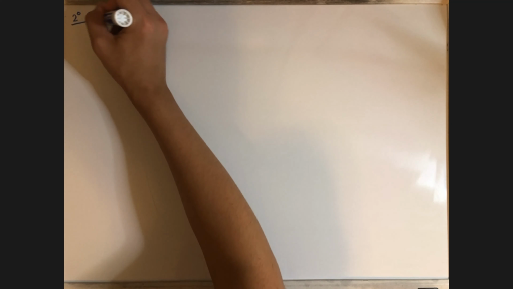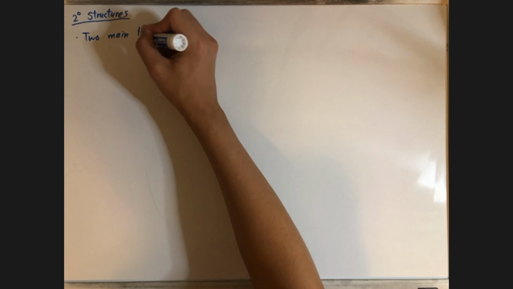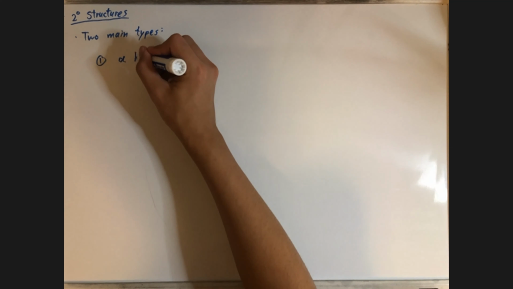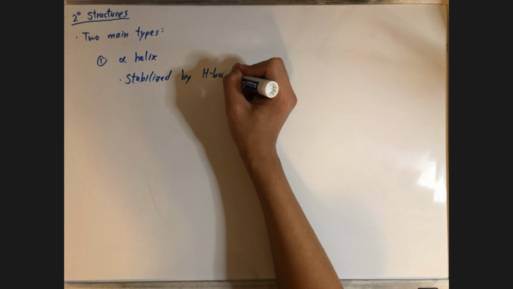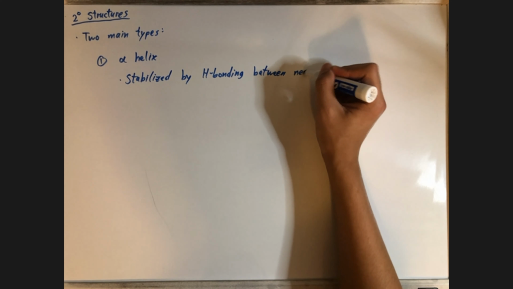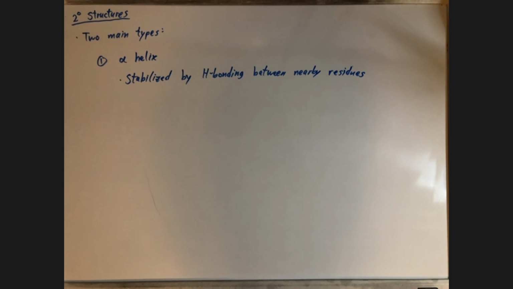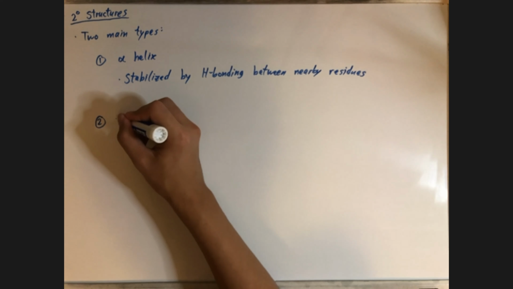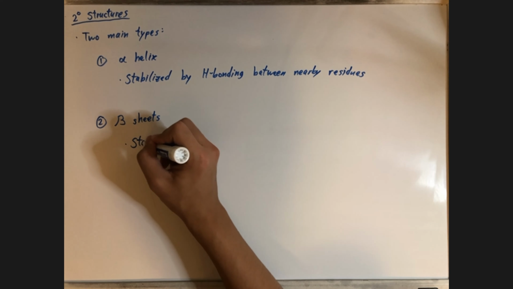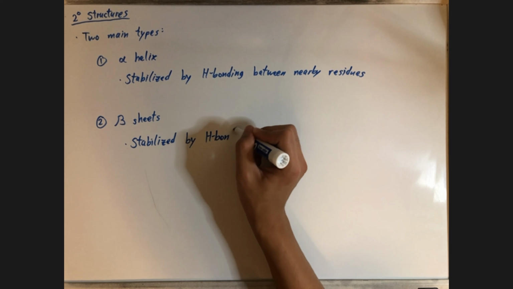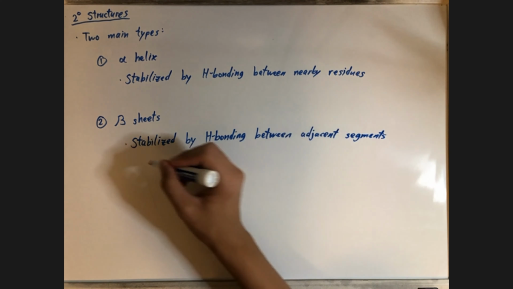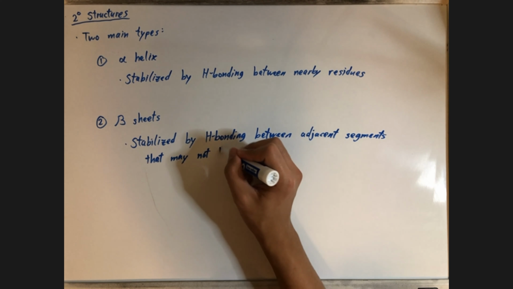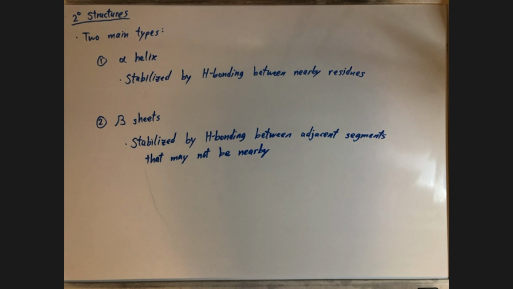So there are two main types of secondary protein structures. The first is the alpha helix, and these are stabilized by hydrogen bonding between nearby residues. The other main type is the beta sheet, which is also stabilized by hydrogen bonding, but between adjacent segments that may not necessarily be nearby. And let's take a closer look at alpha helices first.